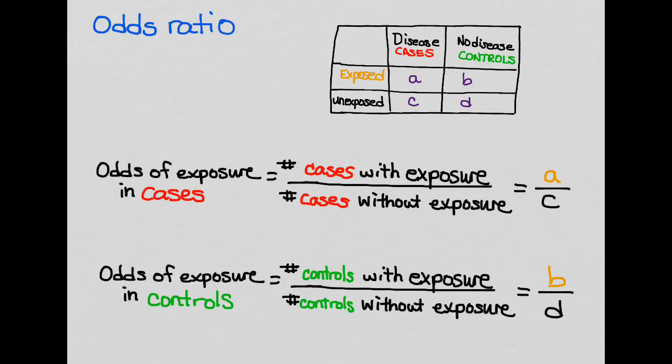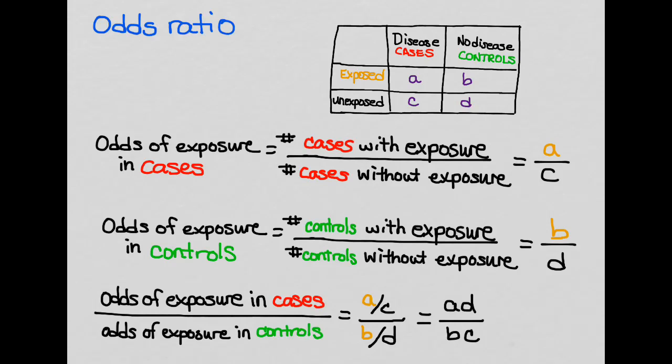To calculate the odds ratio, what we're going to do is first calculate the odds of exposure in the cases. That's easy because we already know how to calculate odds. That would be the number of cases with the exposure, which is A, over the number of cases without the exposure, which is C. So that's the odds of exposure in cases, A over C. Then we calculate the odds of exposure in controls: the number of controls with the exposure over the number of controls without the exposure, and that's B over D.